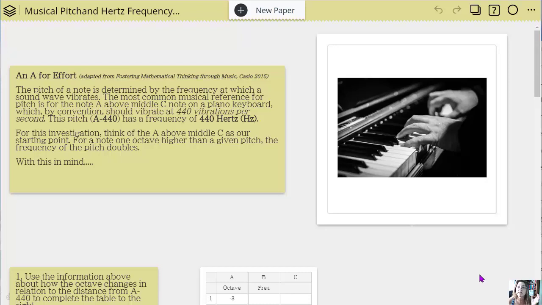So today we're looking at a lesson on music, musical pitch, and using the Hertz frequency for sound waves and looking at octaves as you move up a keyboard. There's a little bit of a descriptor here at the beginning, and I'm using ClassPad.net.